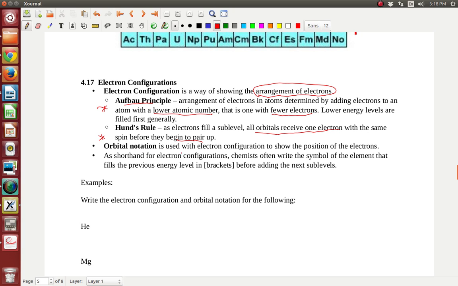Orbital notation is used with electron configuration to show the position of the electrons. So electron configuration is a way of showing the arrangement, like where are they located, and the orbital notation shows the position. It's a shorthand for electron configuration. Chemists often write the symbol of the element that fills the previous energy level in brackets before adding the next sublevels. Okay, so let's get started practicing some of this.